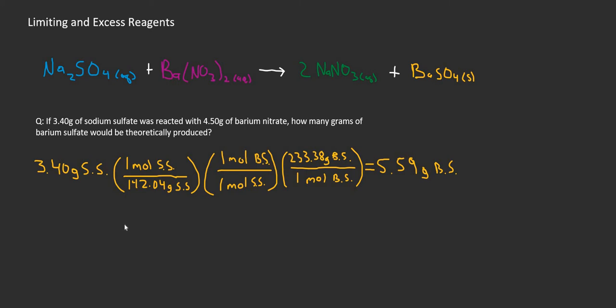Now that we've got that part solved, we have to go through and do the other one, because we will need to compare the answers we get for both reactants. Whichever one's smaller is going to be our limiting reactant. So I'm going to let you pause the video and repeat this process, but instead of sodium sulfate, we'll use barium nitrate, our other reactant. Go ahead, pause the video, run through it, see what answer you get, and then compare it with mine after you're done, and you can replay the video.